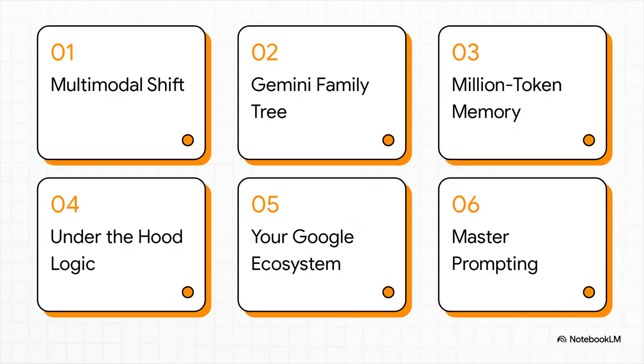Okay, here is our roadmap for today's Explainer. We've got 1. The multimodal shift. 2. The Gemini family tree. 3. The million token memory. 4. Under the hood logic. 5. Your Google ecosystem. And finally, 6. Master prompting. Let's get to it.